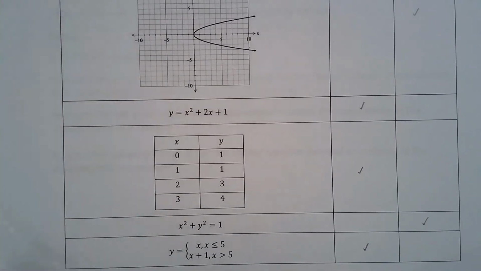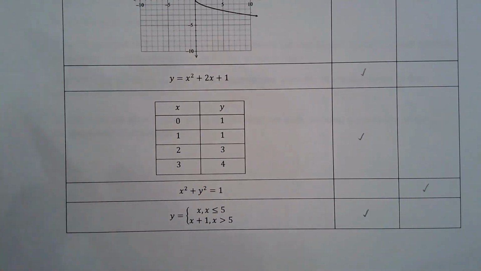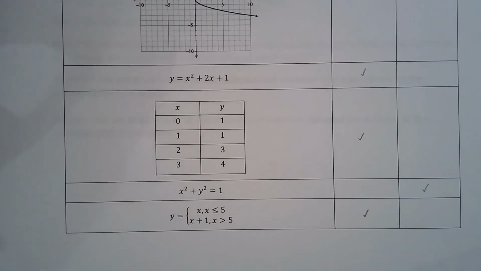X squared plus y squared equals 1. That is not a function because you could have rearranged this equation and isolated for y, or you could have just drawn the circle. It's a radius of 1 centered at the origin.